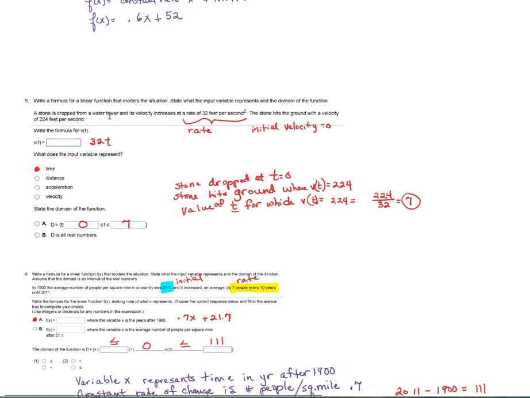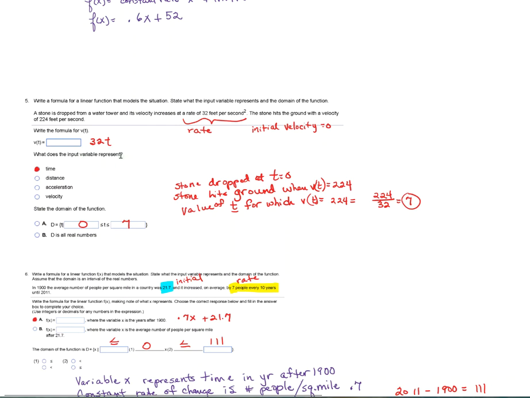A stone is dropped from a water tower and its velocity increases at a rate of 32 feet per second squared. The stone hits the ground with a velocity of 224. So the initial velocity is 0. And so we don't have a plus b here. We don't have an initial amount other than 0. And the rate is 32 times the time.